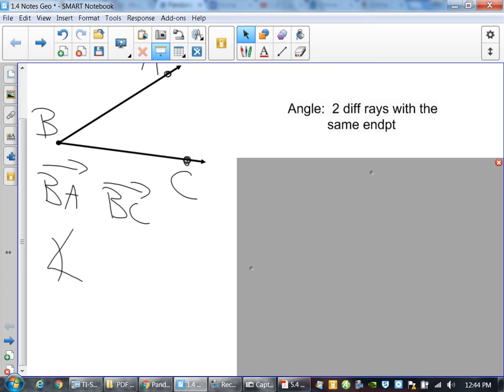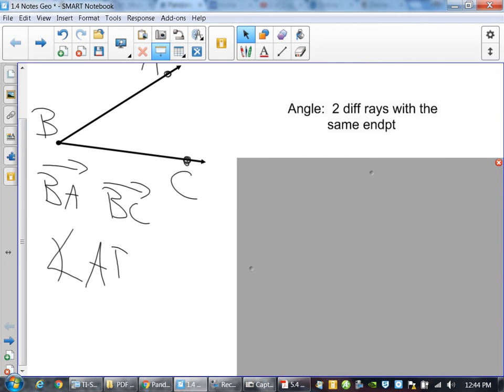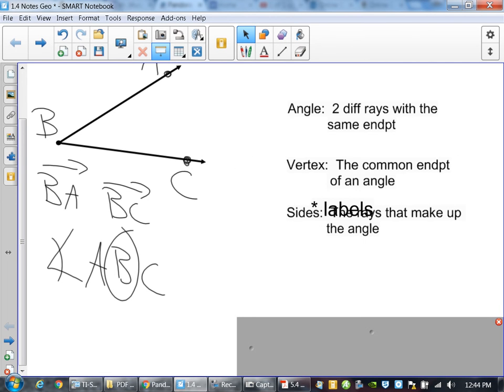And I would call this angle ABC. This middle letter is called the vertex. The common endpoint of an angle is the point that's shared on both rays, and it's called the vertex. And it's always, always, always the second letter when you write it out with three letters. Angle ABC has a vertex at B. Angle XYZ has a vertex at Y. Angle 1, 2, 3 has a vertex at 2, and so on.